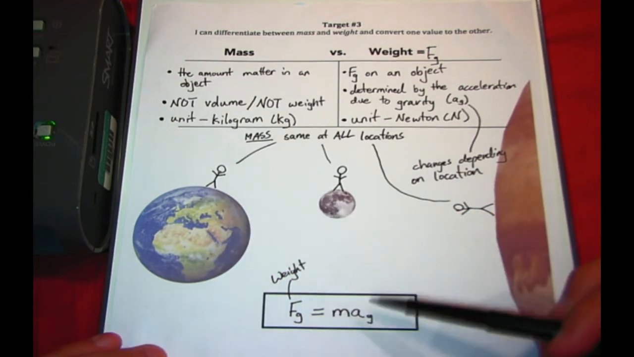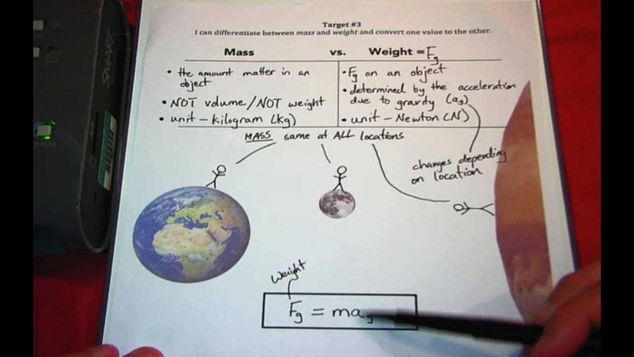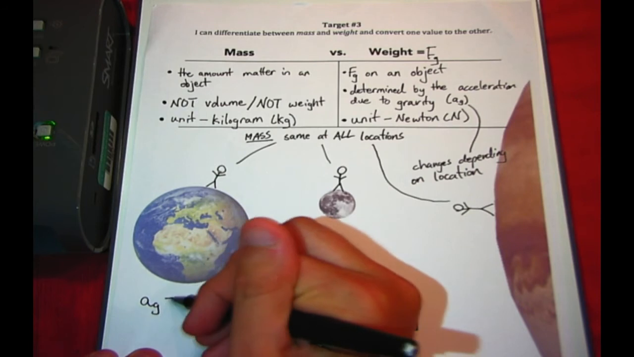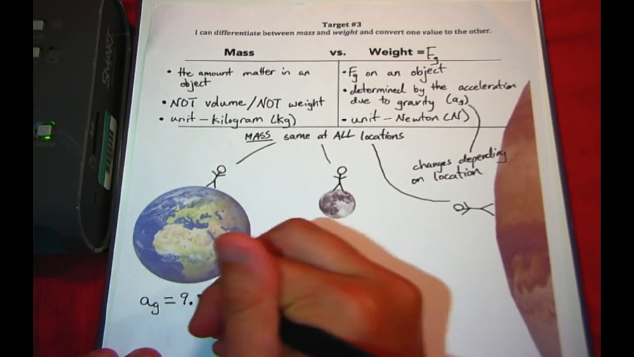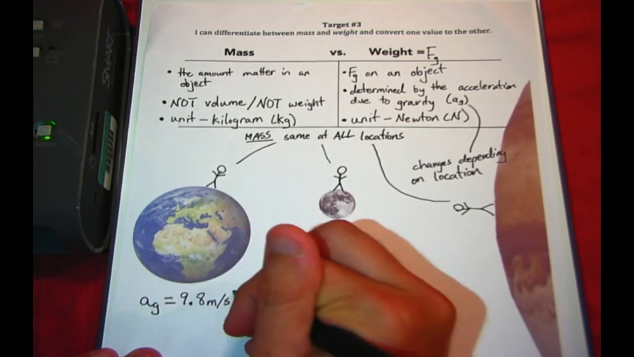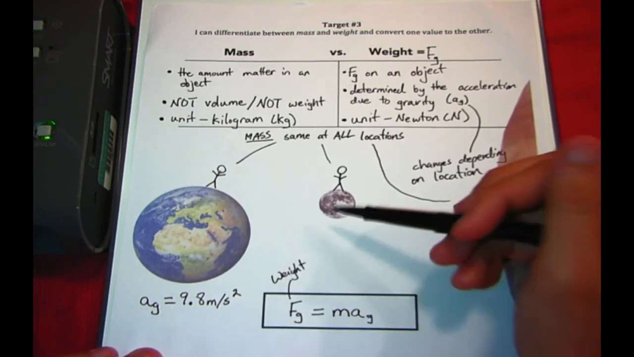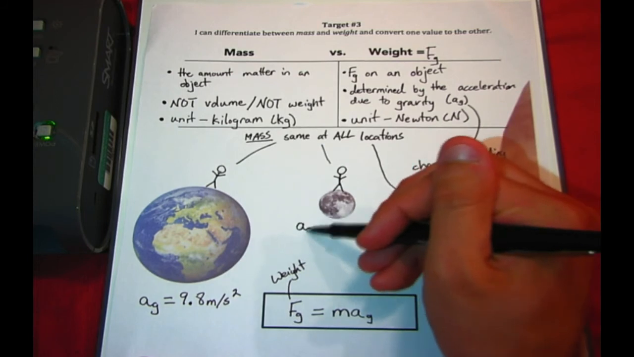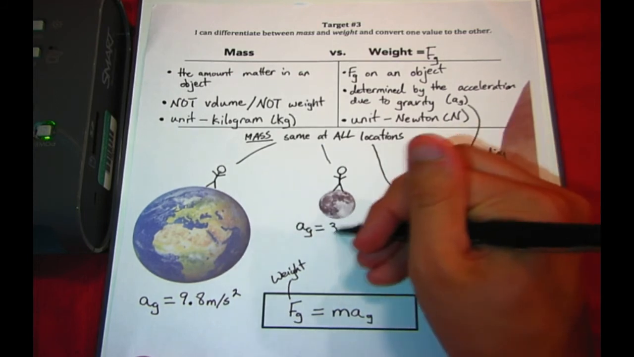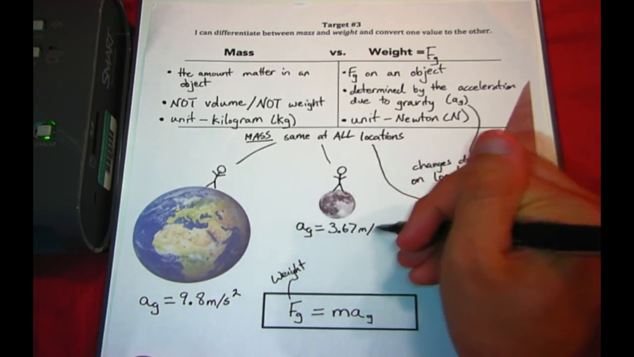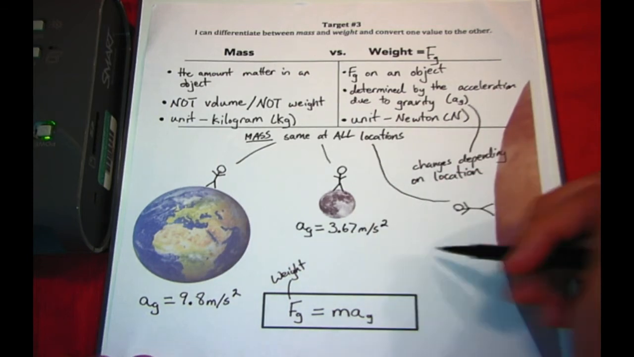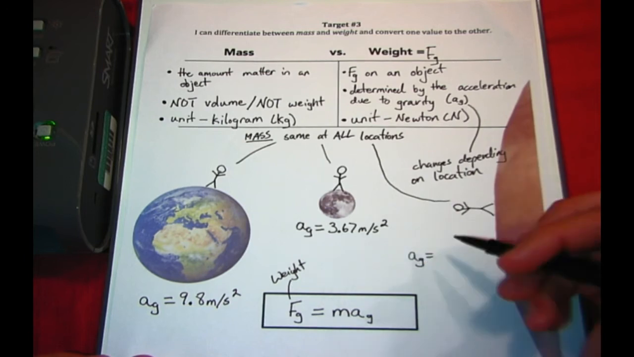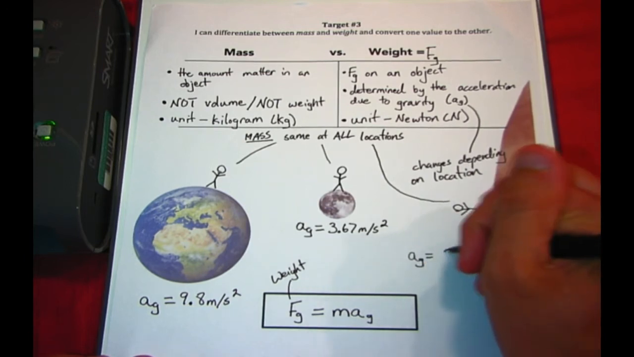And for now, we can represent that pull by using the acceleration due to gravity. And so the acceleration due to gravity on Earth, and this is just something to remember, is 9.8 meters per second squared. And since the moon's going to pull less on this person because it's a smaller mass, the acceleration due to gravity on the moon is going to be 3.67 meters per second squared.